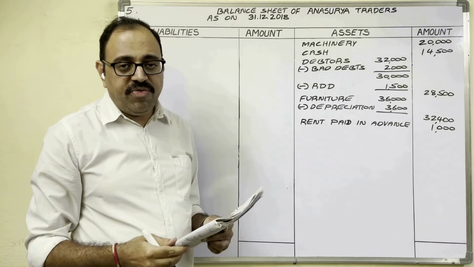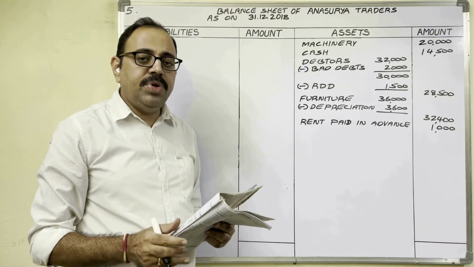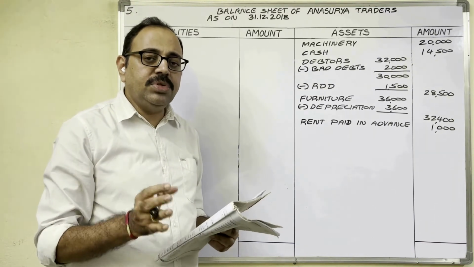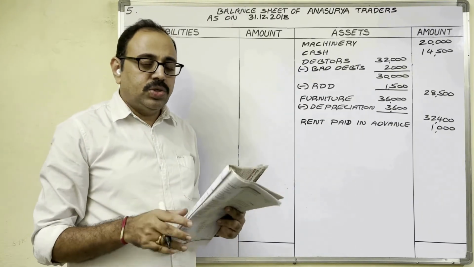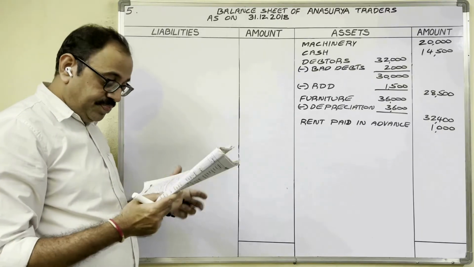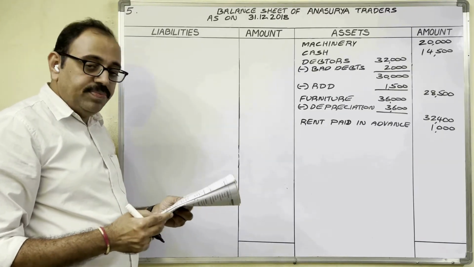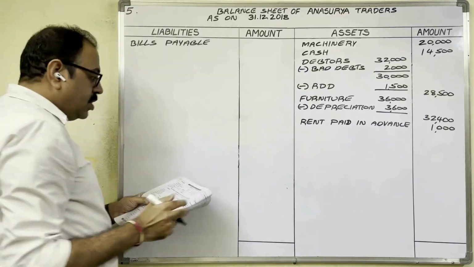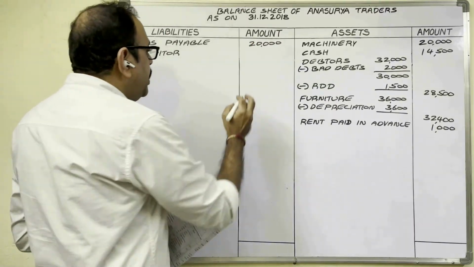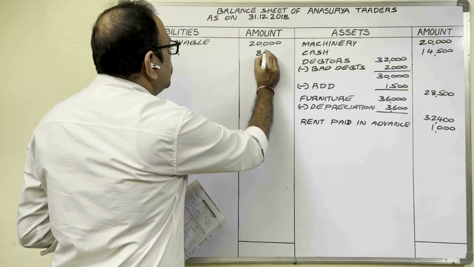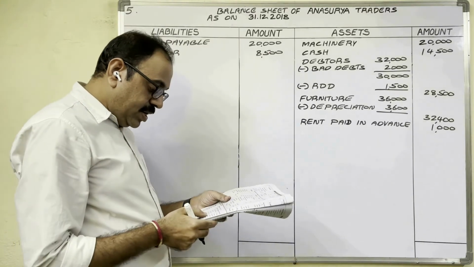Come to credit column of trial balance. In credit column, he gives liabilities, incomes, gains, reserves, provisions, funds. So liabilities we have to take here. Bills payable. It is a liability. 20,000 rupees. Creditor liability. 8,500 rupees. Capital, at the end we take that.